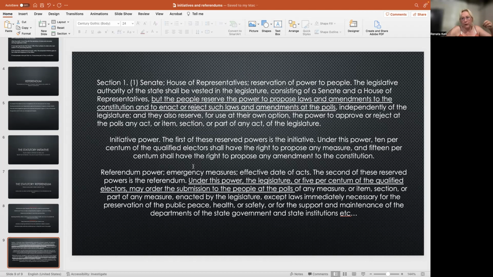I love that saying. It also says the legislative authority of the state shall be vested in the legislature consisting of a Senate and a House of Representatives. Here's my favorite part: but the people reserve the power to propose laws and amendments to the Constitution and to enact or reject such laws and amendments at the polls. That's a lot of power for the people. That makes them feel part of something. That direct democracy, and this supports the Constitution and the initiative and the referendums, supports the whole idea of direct democracy and being able to do it.